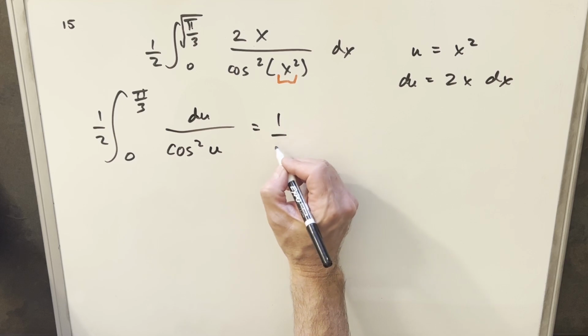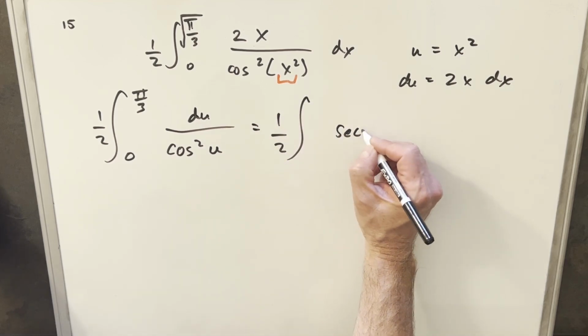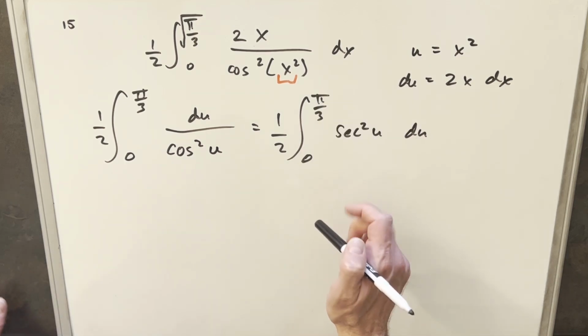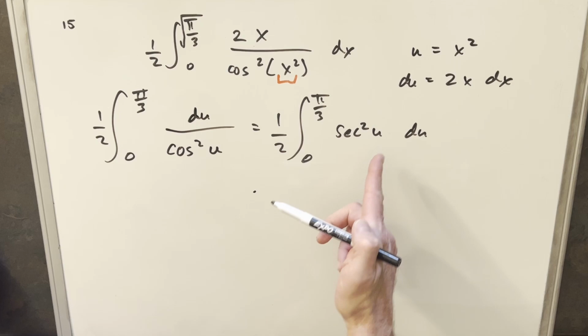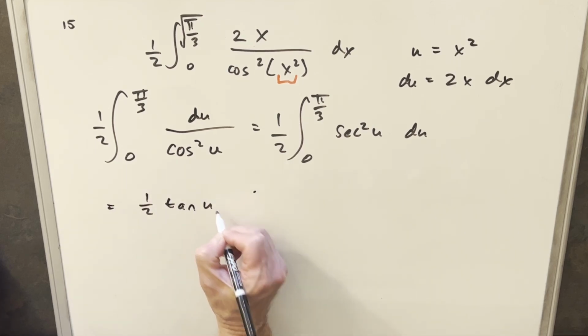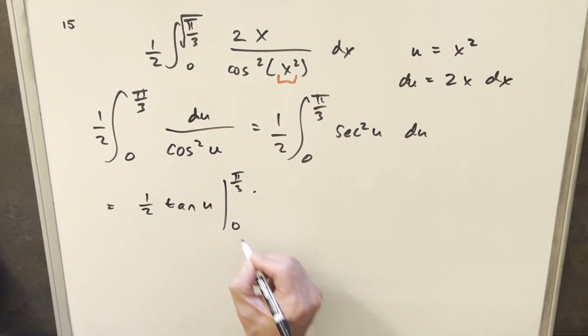And then the nice thing about that, cosine squared in the denominator is just going to be secant squared u du. Well, secant squared is a very well-known integral. That's just tangent. So when we integrate this, I'm going to have my 1/2, and we're going to have tan of u. And we're just going to evaluate that from 0 to pi over 3.